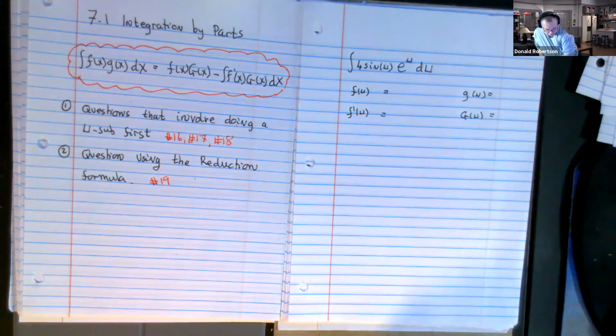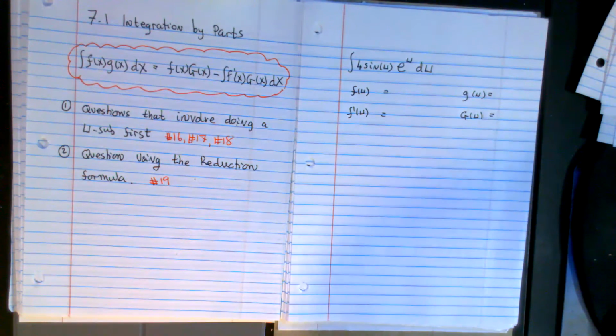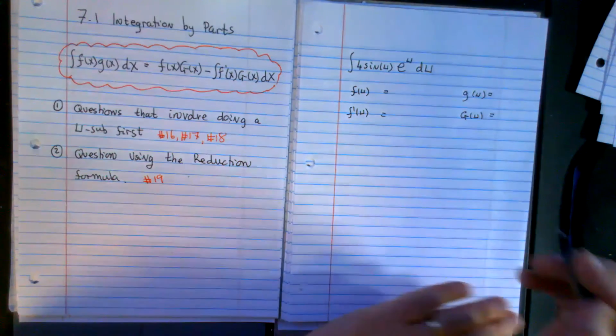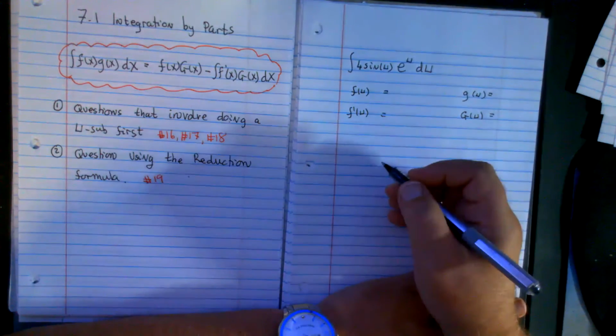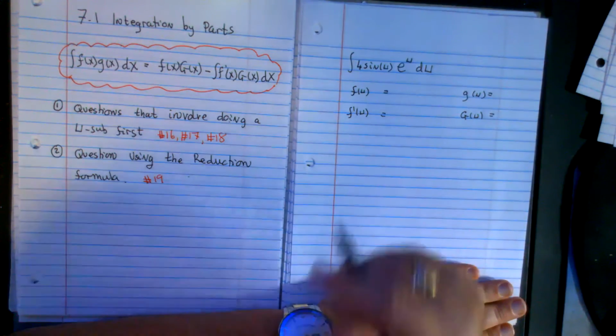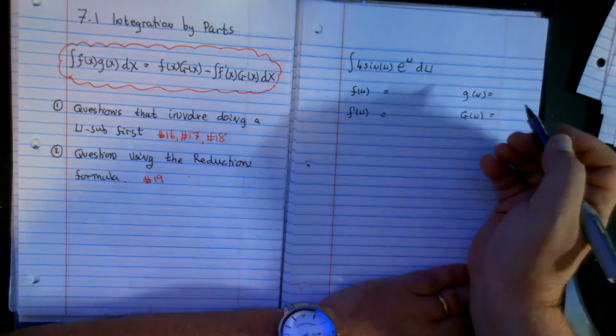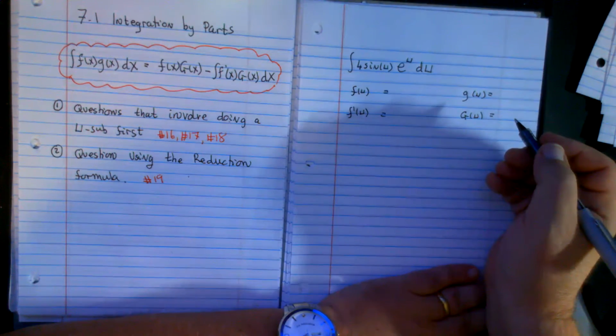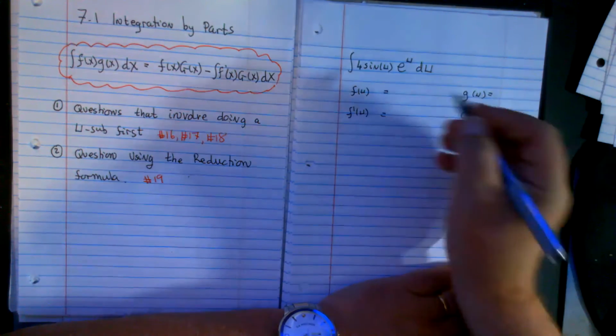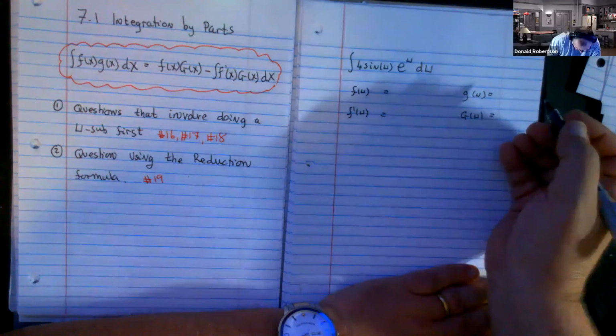Any suggestions? Who should I pick as f and who should I pick as g? The only thing that would change the equation at all each time would be if you chose sine for g, right? Because then you'd be swapping positives and negatives. Otherwise, wouldn't it stay the same? Well, let's find out.